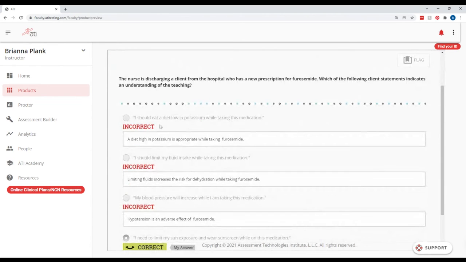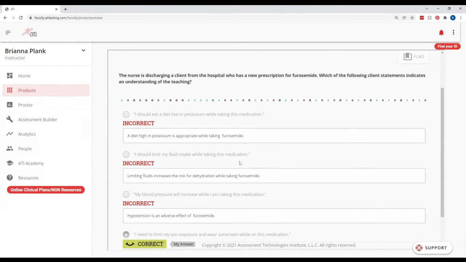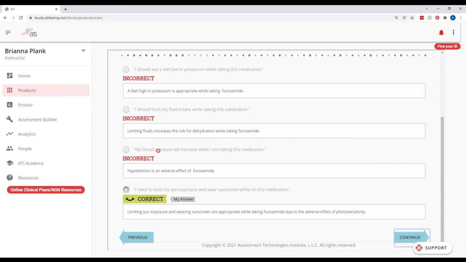Exactly. And so breaking this down, we know that furosemide is a loop diuretic, and so that's going to drive our potassium down. So we don't want them to do that. We want them to increase their potassium intake. We don't want them to limit their fluids because this is going to pull fluids off. We don't want them getting dehydrated. Diuretics are one of the first line treatments for hypertension, so we expect the blood pressure to go down. And so by process of elimination, and because we know we want to limit sun exposure and we want them to wear sunscreen because they can become photosensitive on that medication.